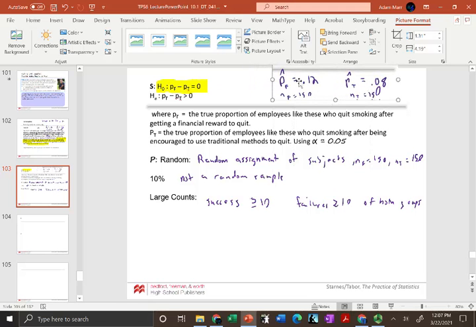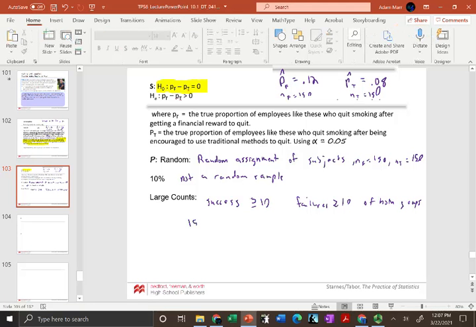Now we don't have a fraction for the sample, so unfortunately we just have to say 150 times 0.12, and then 150 times 100 minus 12, which is 0.88. The other one is 150 times 0.08, and 150 times 0.92. Sorry, I did not calculate these yet. Give me a second.